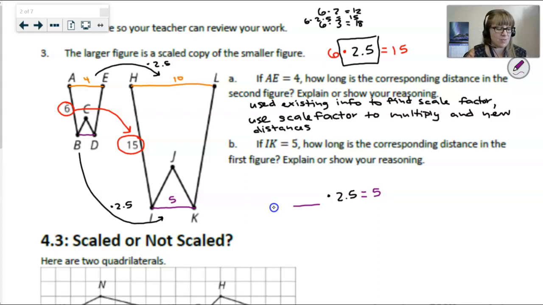Pause the video, do some quick mental calculations, see if you can figure that out. We'll come back together in just a second. All right, and hopefully you were able to calculate and figure out that the number would have been 2.